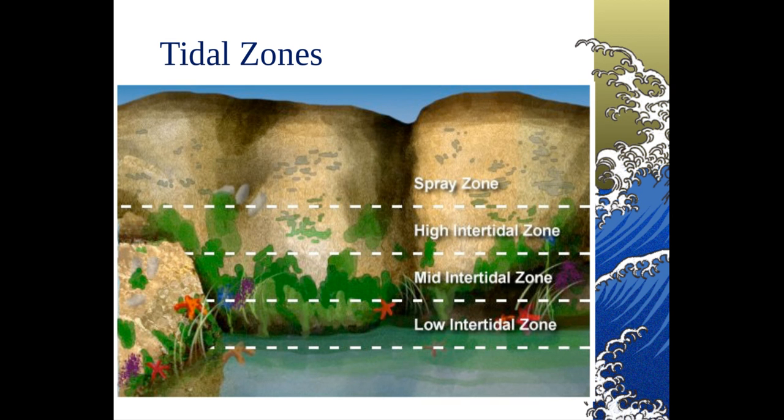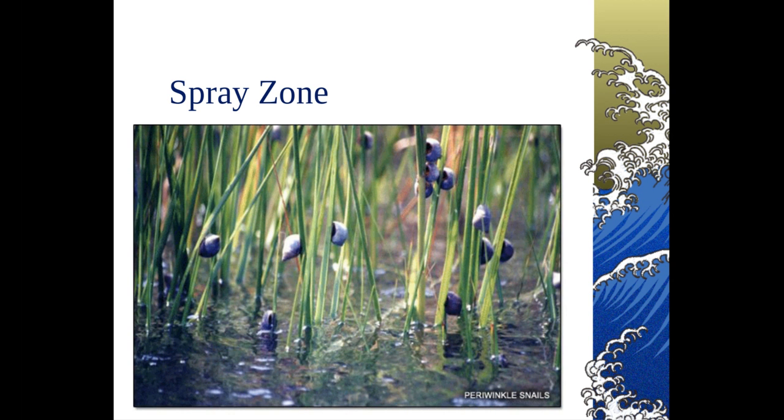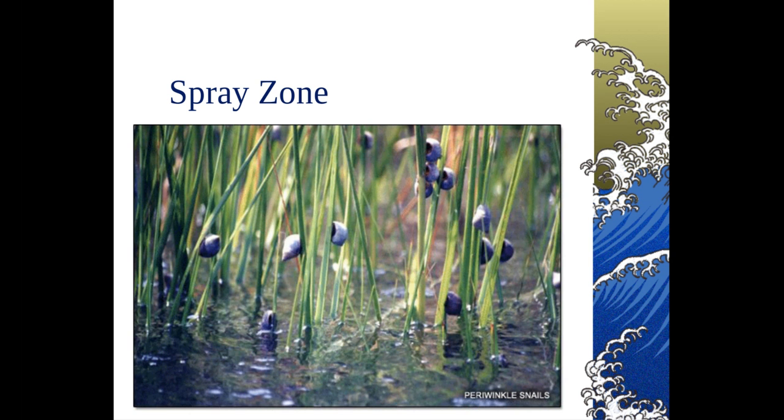So the first, the highest one, is called the spray zone. And then we have the high, middle, and lower intertidal zones. Each subzone has its own characteristics and its own distinct biological community. The spray zone is probably more a part of the land than it is the ocean. It's only submerged during rare, very high tides or severe storms, but it's repeatedly wetted by the splash of the waves and the wind-blown spray.